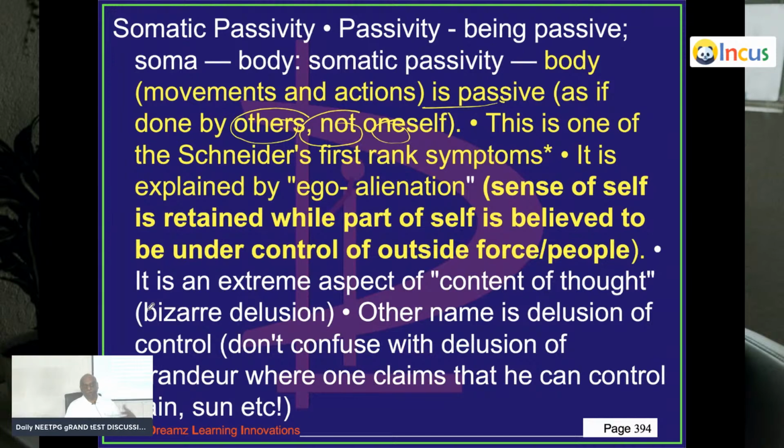It's like, without doing the question paper, coming to Murli Bharadwaj's class will make you somatic passive. So it is a Schneider's first rank symptom. Why will schizophrenics go into somatic passivity? They do whatever other people say. As such, they gave up their body to them. So it is called sense of self is retained, while part of the self is believed to be under the control of outside. Remote control.